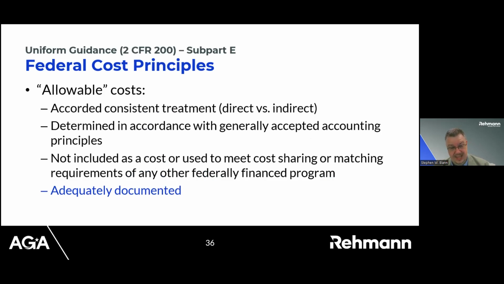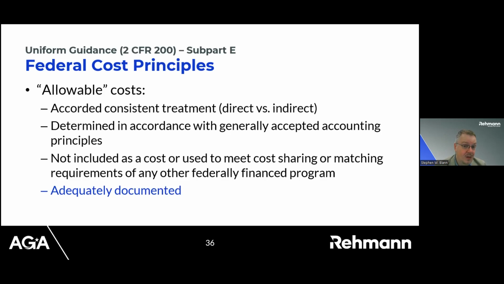You can't double dip and count the same cost twice. So if it's a direct cost or if it's a matching cost, those go in separately. And ultimately, this is the one you really have to watch. If you're going to charge costs to a federal grant, they have to be adequately documented. So if you go out and spend money on something absolutely appropriate, but don't keep a good paper trail, it can become an unallowable cost simply by virtue of lack of adequate documentation.